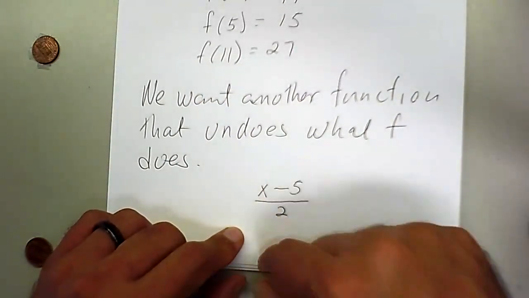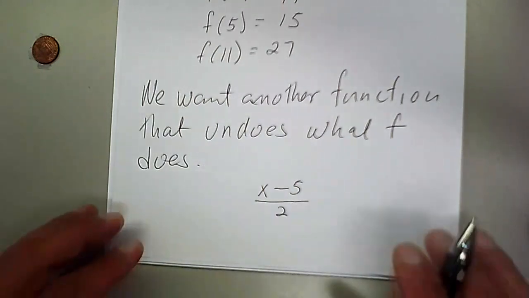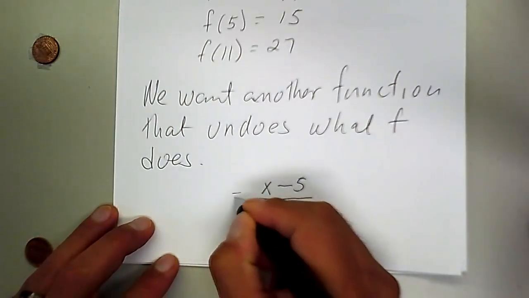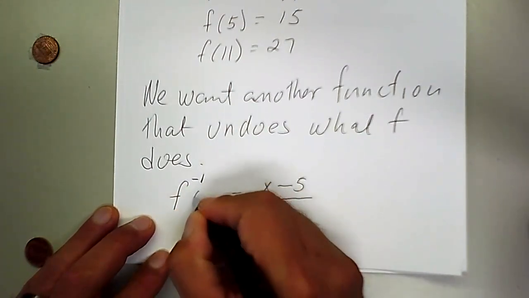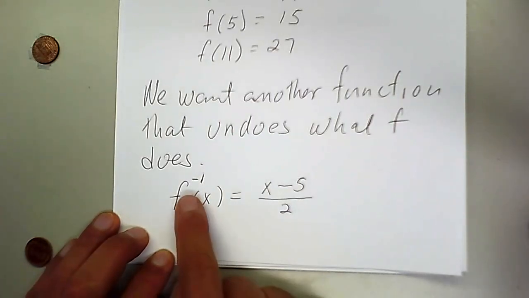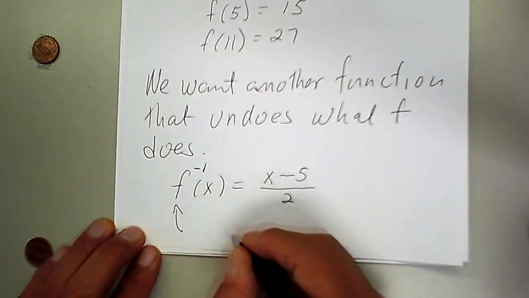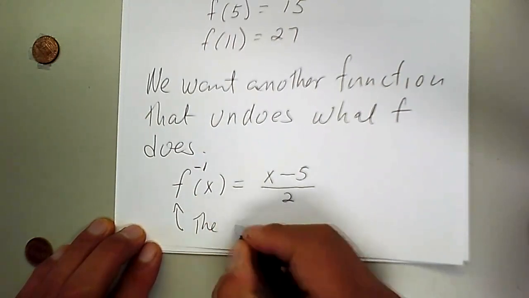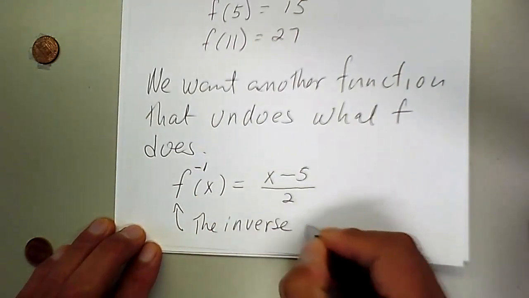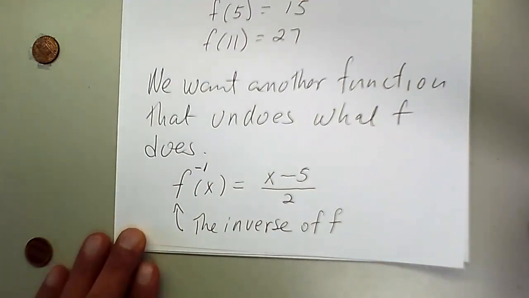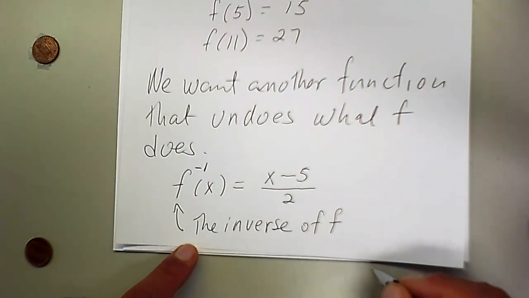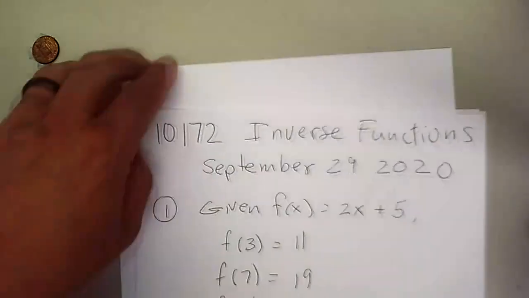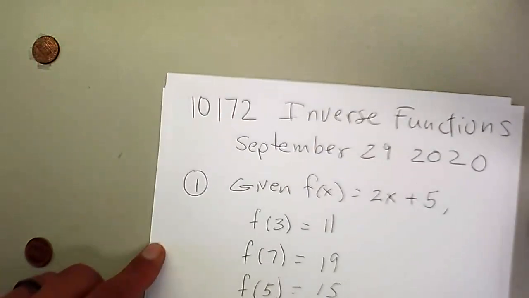So this formula works. Now we're going to give a name to the inverse. The inverse function will be f with an exponent of -1. So that is the inverse of f. We call it the inverse of f, and it is the inverse function. Now, before we continue with this, let me talk about unfortunate notation.